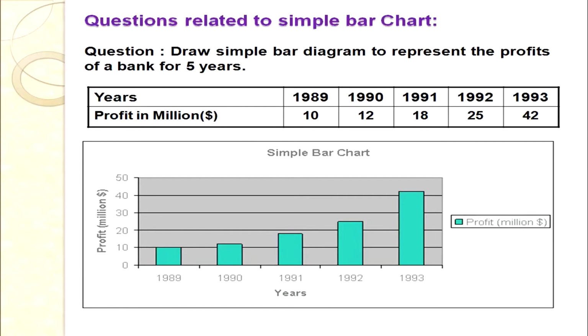Is it okay? So we have drawn the lengths. You can see the length is increasing as the value is increasing, and on the right-hand side we have put a key. So here we were able to draw a simple bar chart, because in this we have drawn only one data set, that is profit.